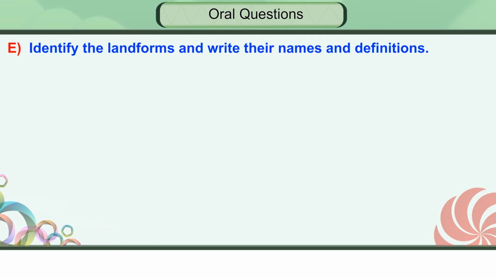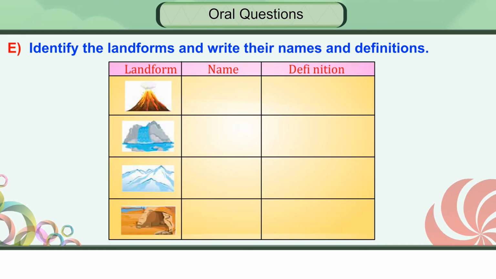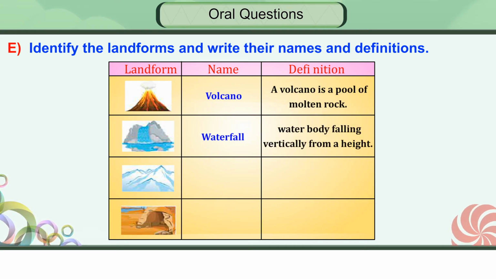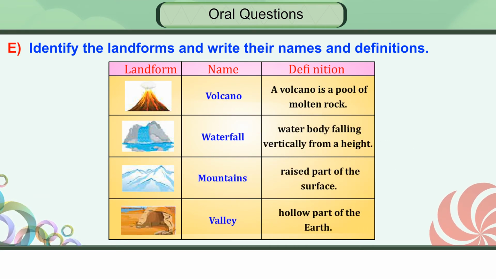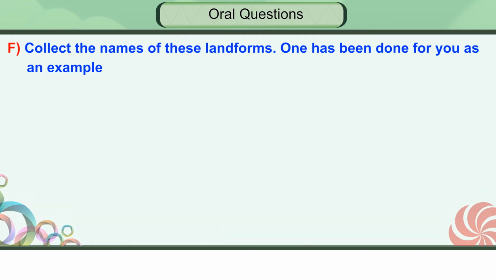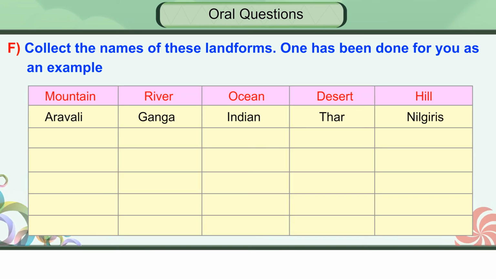Identify the landforms and write their names and definitions. Communication. Collect the names of these landforms. One has been done for you as an example. Information skills. Mountain, river, ocean, desert, hill. Aravali, Ganga, Indian, Thar, Nilgiris.